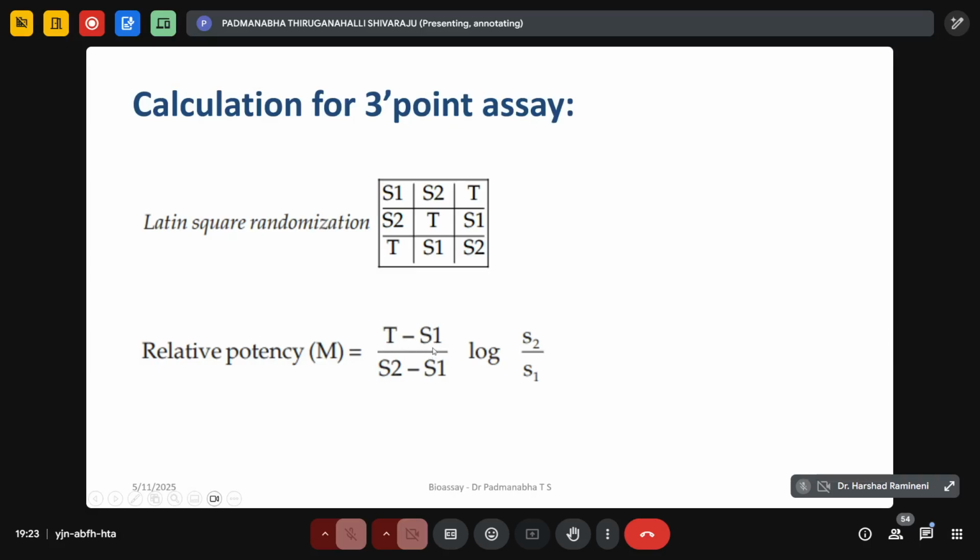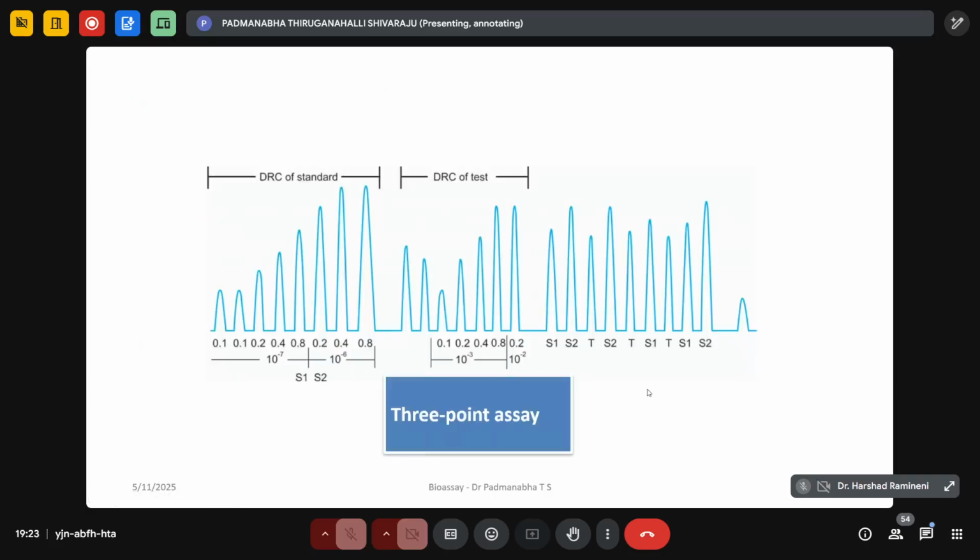S1 will be the height of the standard dose. S2 will be the height of the standard concentration of S2. So S1, small s2 and small s1 will be the concentration of the standard dose, and small t will be the concentration of the test dose. So this is the 3-point assay.